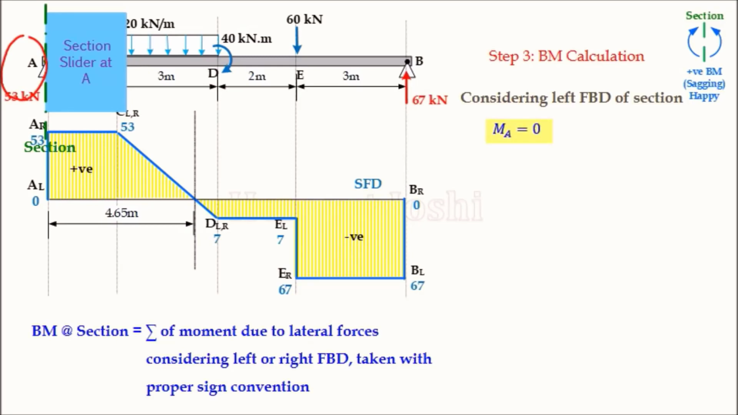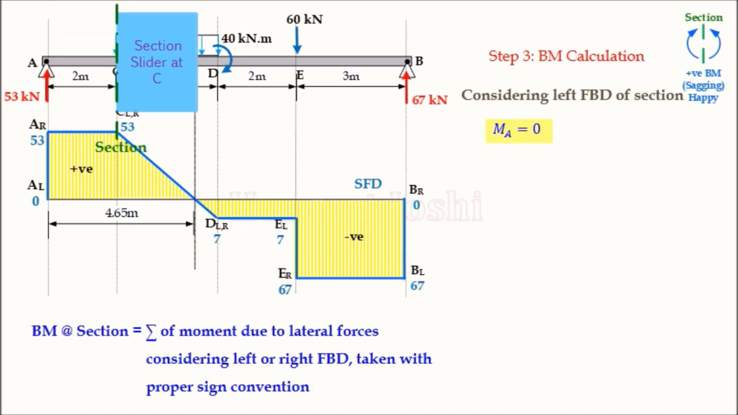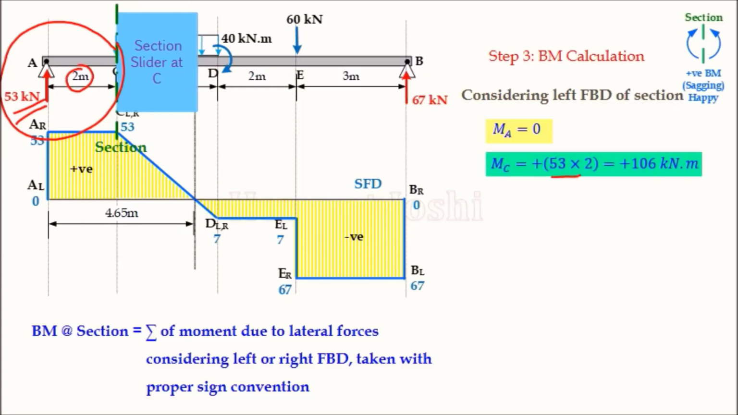Next part is our point C. So exactly at point C, observe the left FBD we are taking. So force is 53 and distance is 2. So 53 into 2 is the moment. Question remains, what is the sign? For that I said the moment is like this about the section line. So out is positive. So we have taken positive. So this is the answer, moment at C.